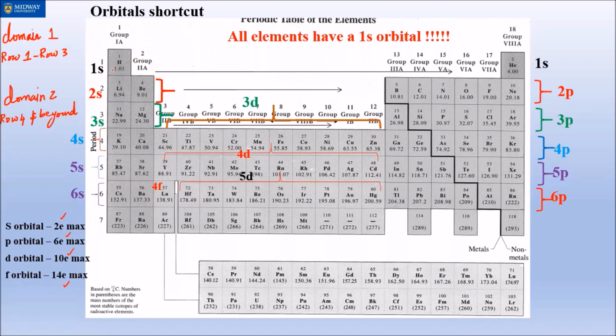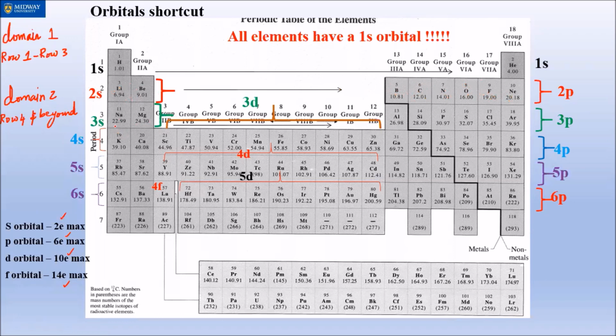You start with 1s, so both these elements have 1s, and then you come down to the second row. You start with 2s for these two elements. They both have 2s, and you go across the border, and then you get into these 5 elements. They all have 2p. They're in the 2p window. Think of it that way. These two are in the 2s window. These 5 are in the 2p window.